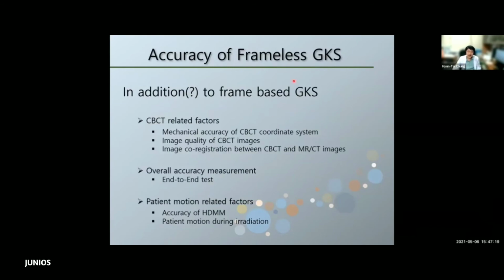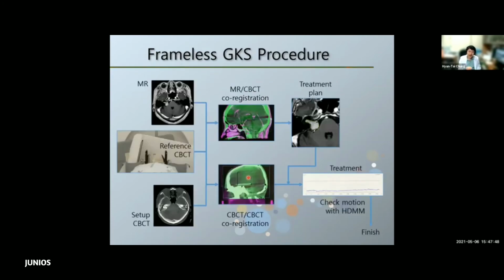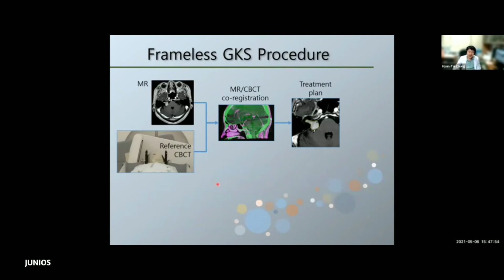For frameless Gamma Knife surgery, we can easily assume that there must be some additional errors related with cone beam CTs. So we'll see. First, we want to see the accuracy of correlation between MR images and cone beam CT images, which gives the stereotactic coordinate values to non-stereotactic MR images. For this whole procedure, the first thing we will see is this part, the correlation of the MR images and reference cone beam CT images.